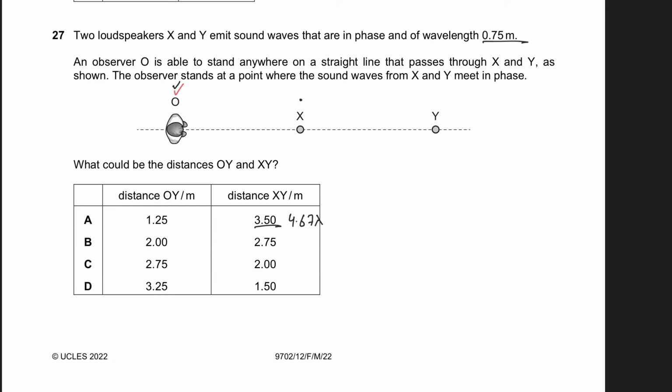If XY is 2.75 meters, this is 3.67 lambda. For 2, this is 2.67 lambda. And for 1.5, it's 2 lambda. So wave Y completes 2 whole wavelengths when it reaches X. And from that point onwards, the two waves move on in phase and are in phase when they reach O. Hence, D is the correct answer.